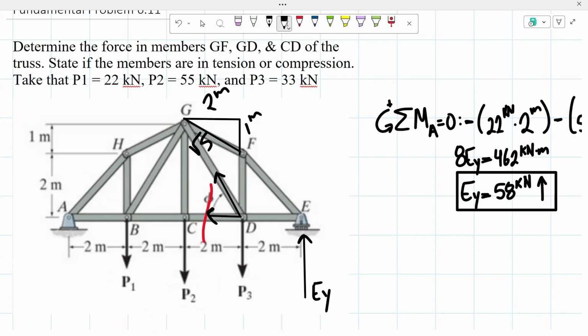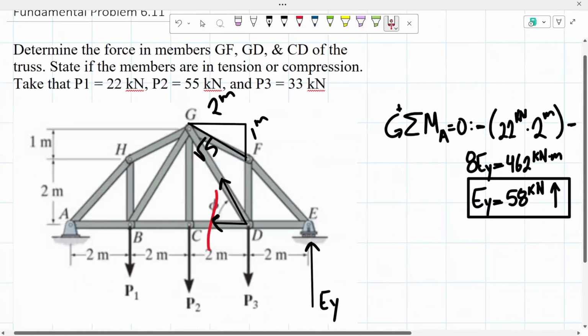Now looking at this, since we're taking the sum of the moments about point D, I'm going to be doing the horizontal component, so the force that's going in either right or left direction. Since I am assuming that it is in tension, my force is slanted to the left, so my horizontal component would be going to the left, because the vertical component would not be creating a moment about point D. So I'm going to be multiplying the force of GF by 2, since this is the horizontal component of the triangle, over the square root of 5.